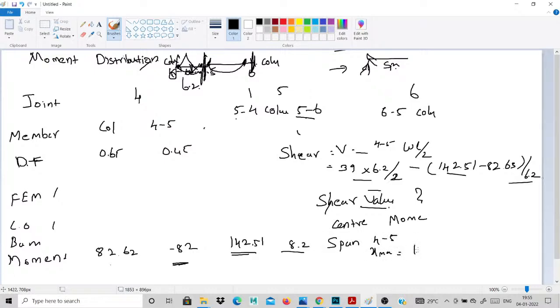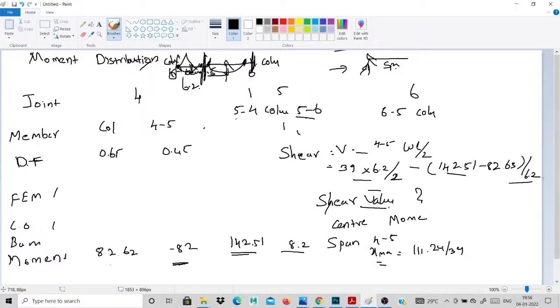Calculate the shear value by dividing by the total load. Then you take the point of contraflexion. Which portion will be acting on your center portion of the moment? Okay, this is the center portion. You will calculate the distance from this point of contraflexion.